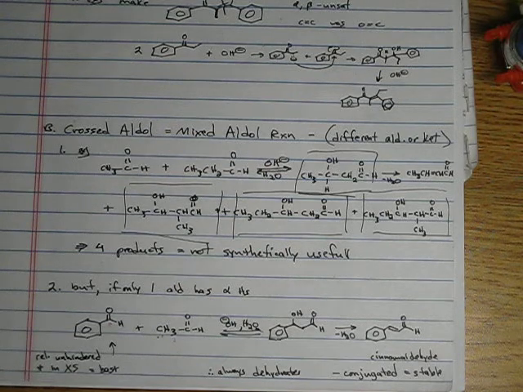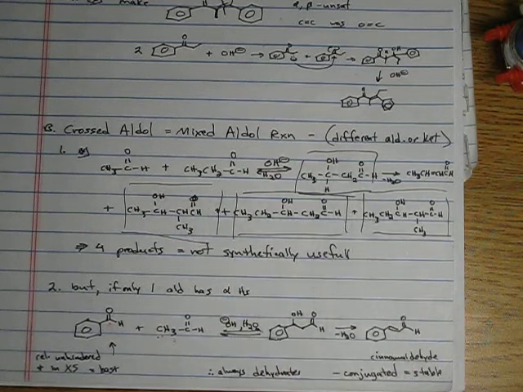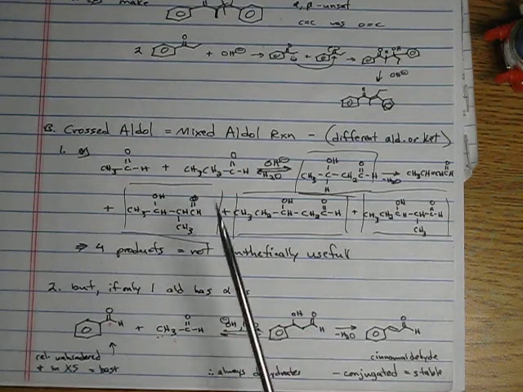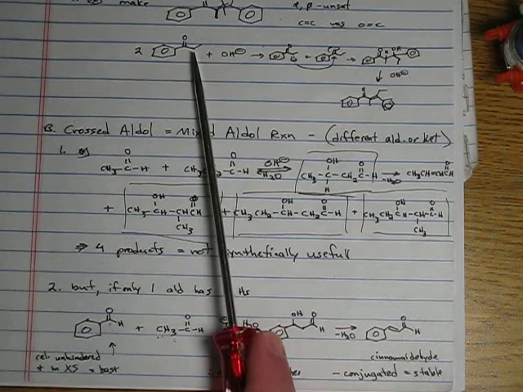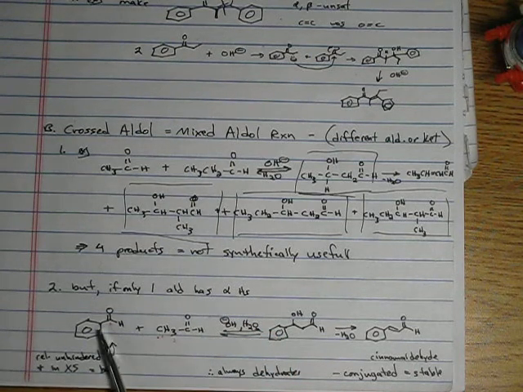And since there's not a lot of conjugation, you might have to push it a little bit, add a little bit more base to get them to dehydrate, but you get all four of these beta hydroxycarbonyl compounds. That makes this not synthetically useful. But what if we then recall our lesson from up above where you only have hydrogens on one side of the carbonyl? So what if we had benzaldehyde here?